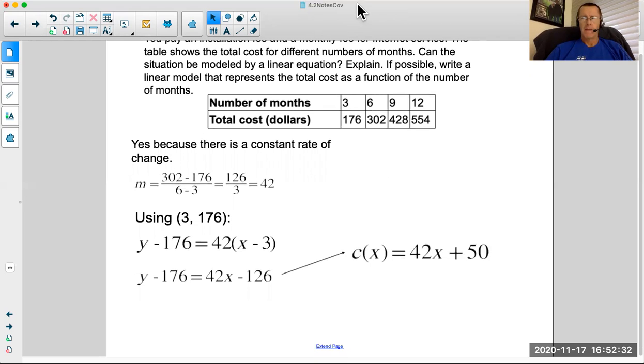Well, I hope that helps. We've now learned standard form, slope intercept form, and now we've got point slope in our toolkit. So I hope you got that. Ask questions, come see me at contact time, happy to help. And just like that, we're halfway through chapter 4.